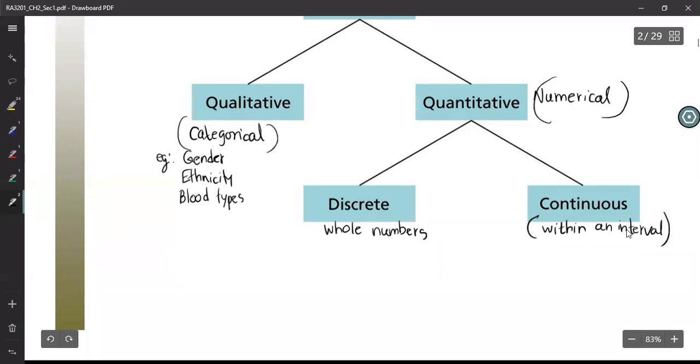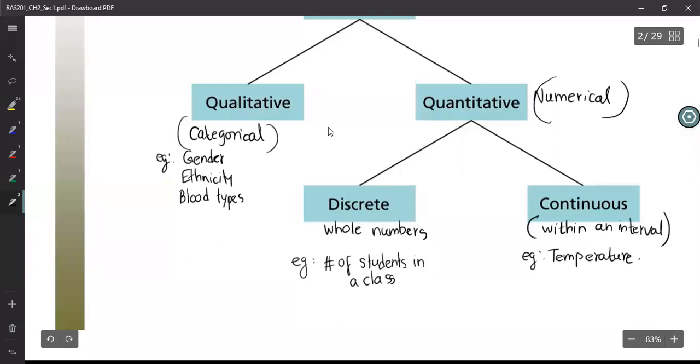Say, for example, discrete is where you have the number of students in a class. And continuous is where you have, like, temperature, height, weight, rainfall, where you can have decimal values like 23.6 degrees Celsius, likewise.